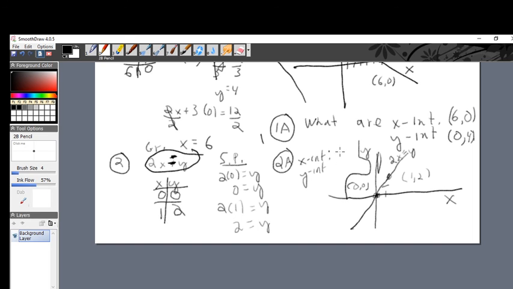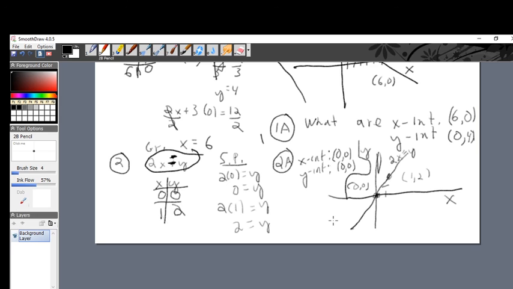Here's the answer. The x-intercept of this line, where does the line go through the x-axis? It goes through at 0, 0. Where does this line go through the y-axis? It goes through at 0, 0. It happens to be that the x-intercept and the y-intercept are one and the same. They're the same point, 0, 0. It's an exceptional situation. And that's how to graph lines.